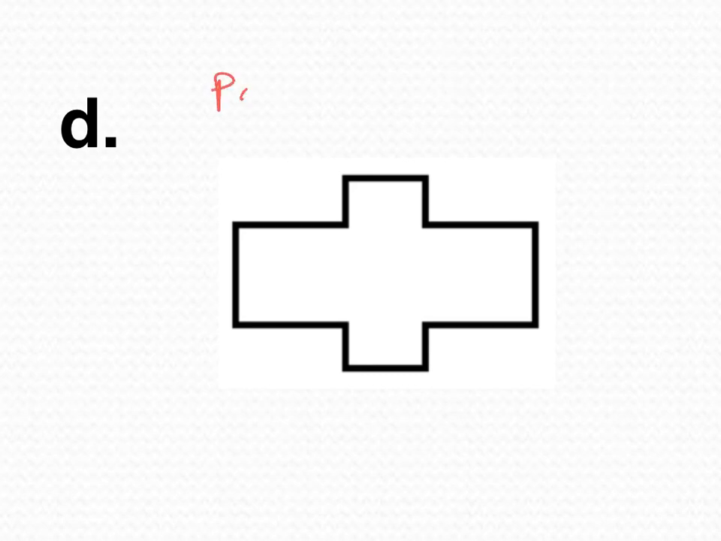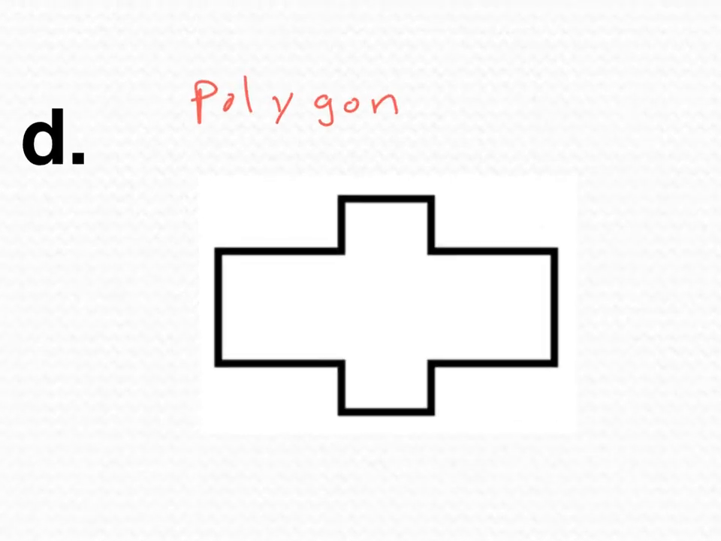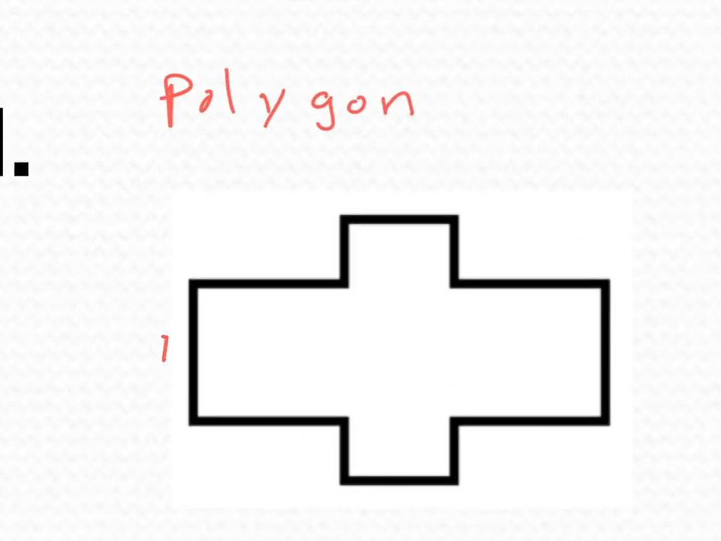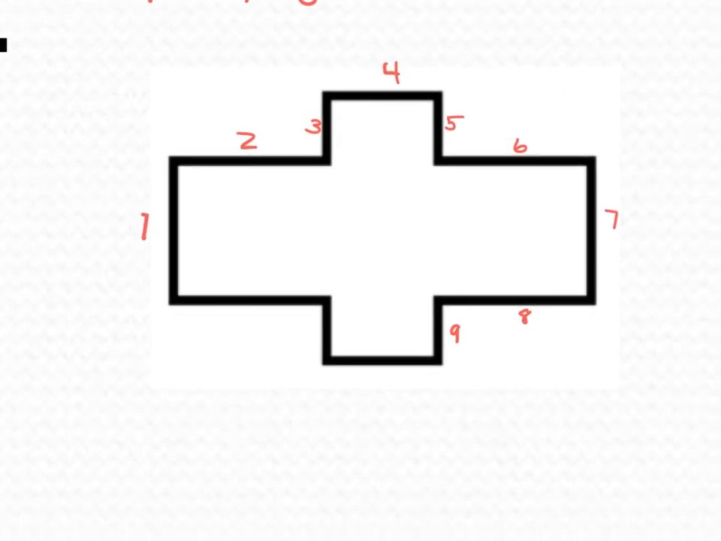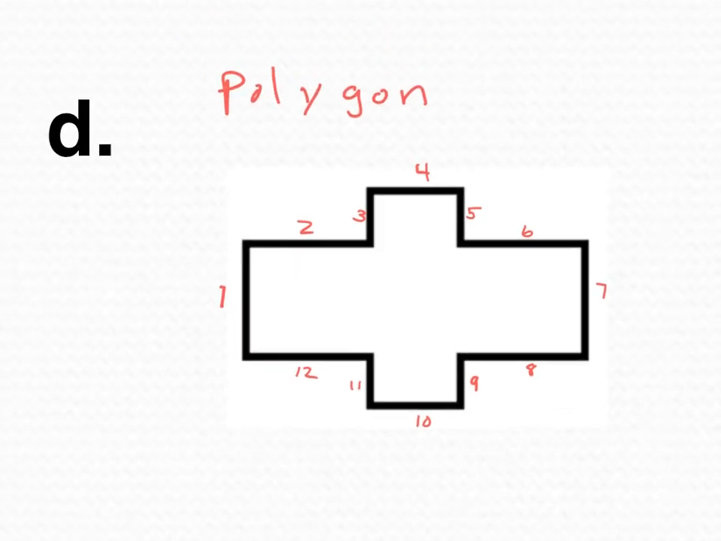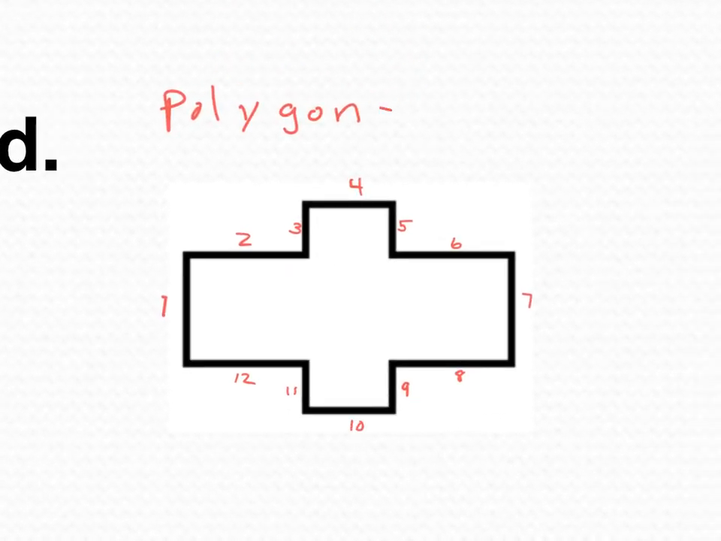All right, polygon? Yes. Straight lines, they all go end to end, no overlap, no crossing through. Now when we name this, be very careful. So watch, I'm going to number the sides. 1, 2, 3, 4, 5, 6, 7, 8, 9, 10, 11, 12. What is the name of this polygon? A dodecagon. These are the kind of things that you might be asked on a test. What is the name of this shape? It is a dodecagon. And is it concave or convex?